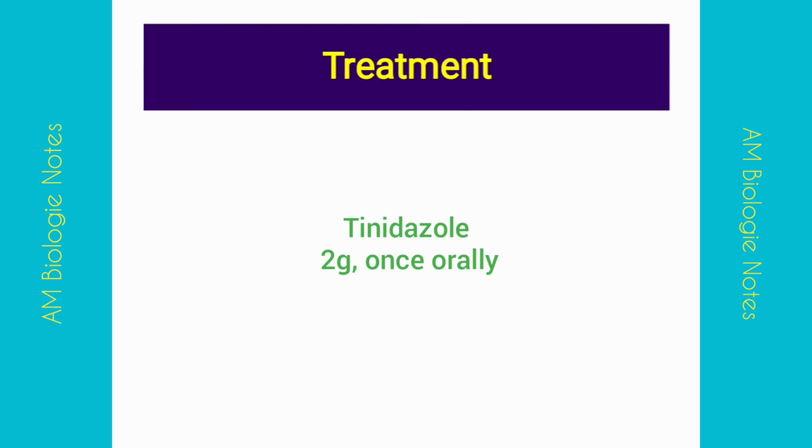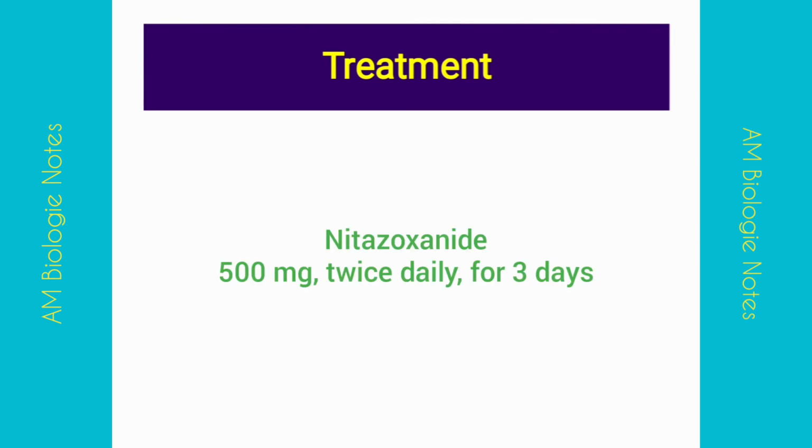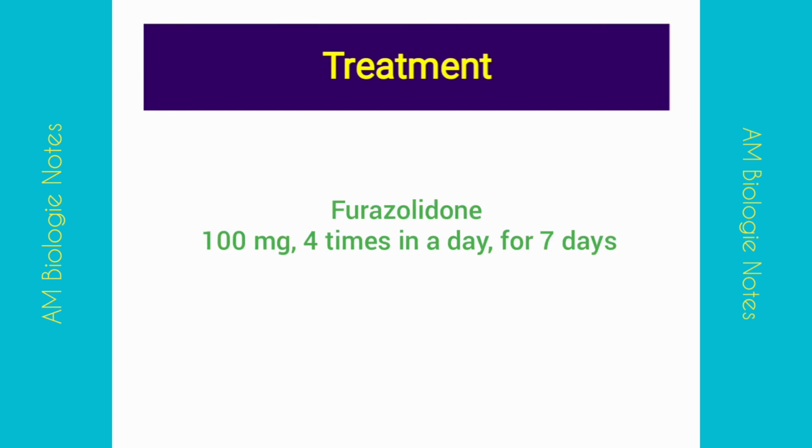Tinidazole. Taking 2 grams of tinidazole once orally is more effective than metronidazole. Nitazoxanide. It is an alternative agent for treatment of giardiasis. 500 mg of this medicine twice daily for 3 days is recommended. Furazolidone. This medicine is given to children. Dose is 100 mg 4 times a day for 7 days.